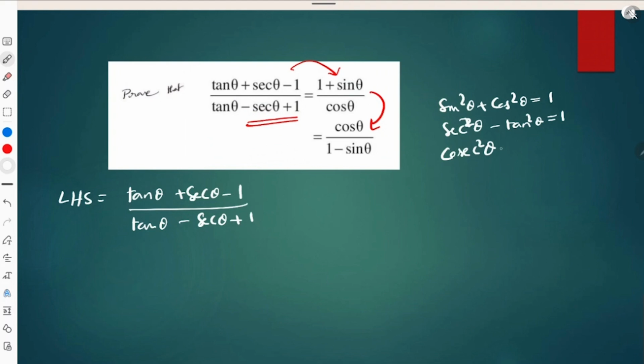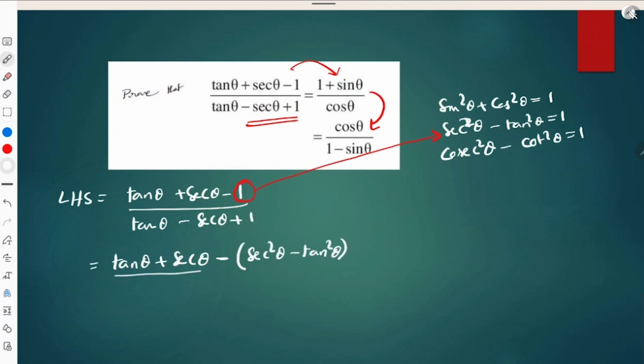Cosecant square theta minus cot square theta equal to 1. Now look at this question part. Which one will be more useful here? If you observe carefully, this one can be replaced with secant square theta minus tan square theta. So tan theta plus secant theta minus this one can be written as secant square theta minus tan square theta whole divided by tan theta minus secant theta plus 1.